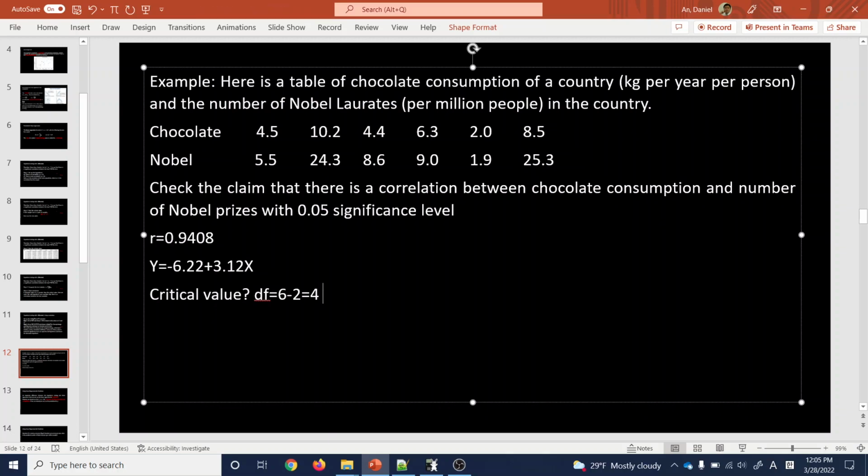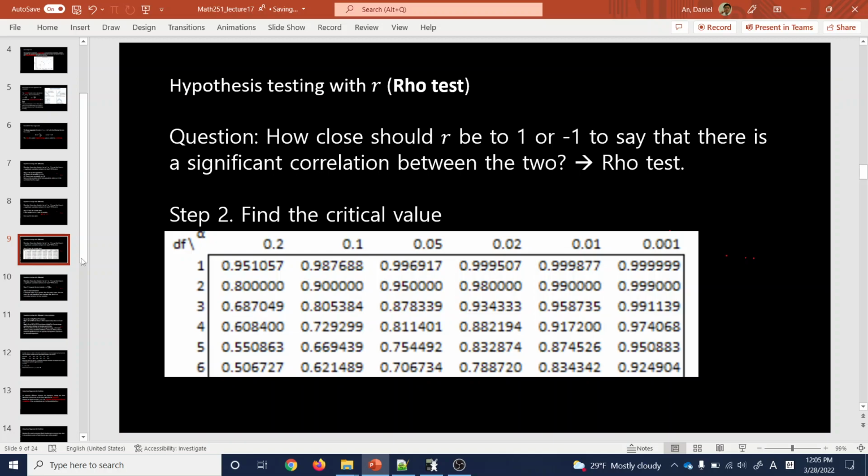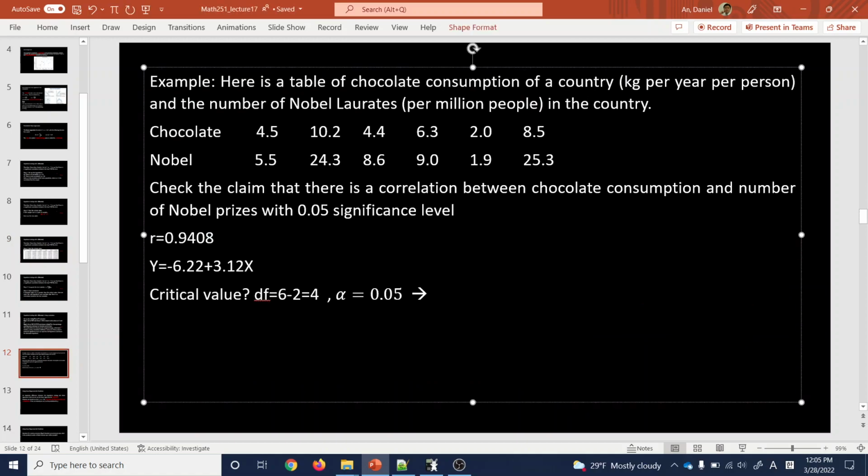So we have degrees of freedom equal to 4, and our significance level is 0.05. So what you do is you have to go to the table, 0.05 with degrees of freedom 4, what is it? 0.8114, right? So that's what you need to put. R critical is 0.8114.